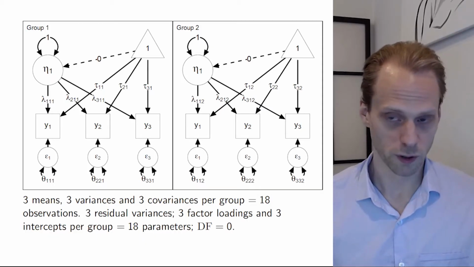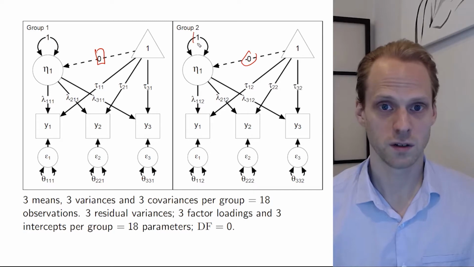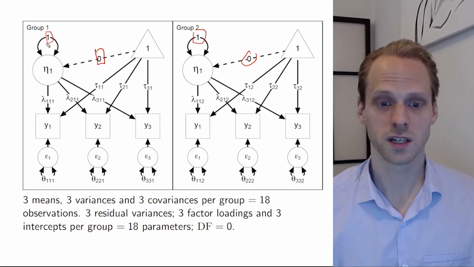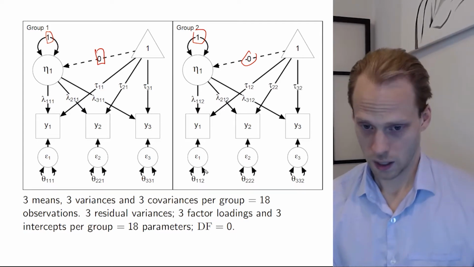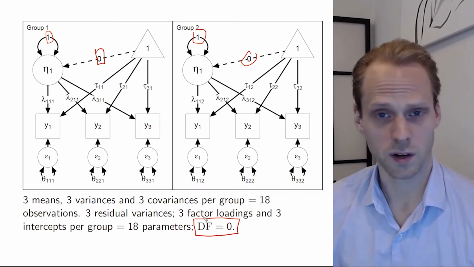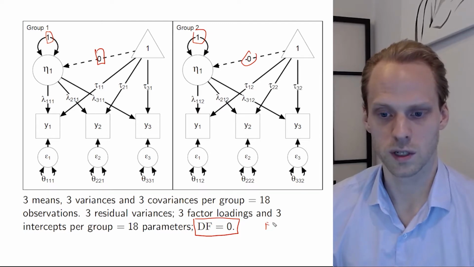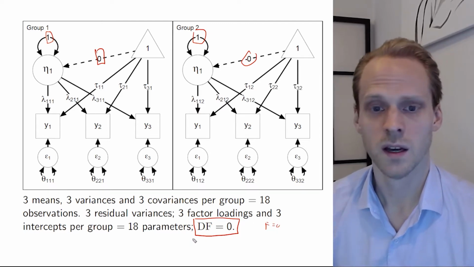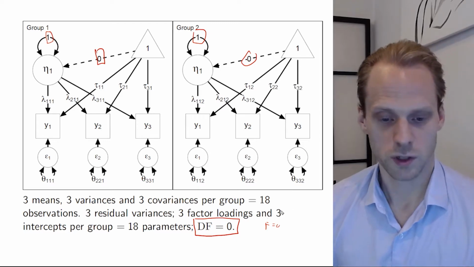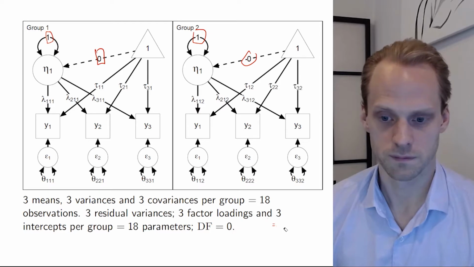So we have our multi-group model. In this case, we have 3 indicators. We had to scale the latent variable in both groups. We had to scale the factor variance in both groups. Here I did the factor variance. And we can compute our degrees of freedom. In this case, the degrees of freedom is 0. That means we're going to get a perfect fit. We're going to reproduce both covariance matrices perfectly. So F will also be 0 in that case. But we'll see that we're going to have less or more degrees of freedom as we go on.